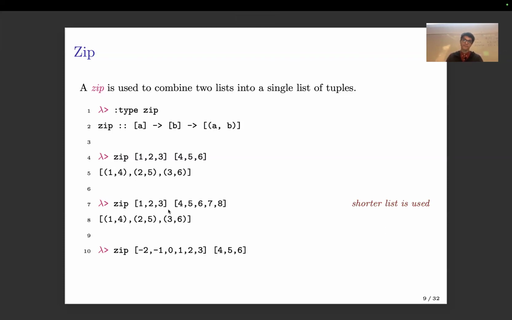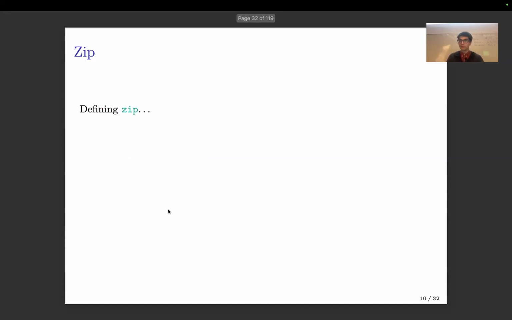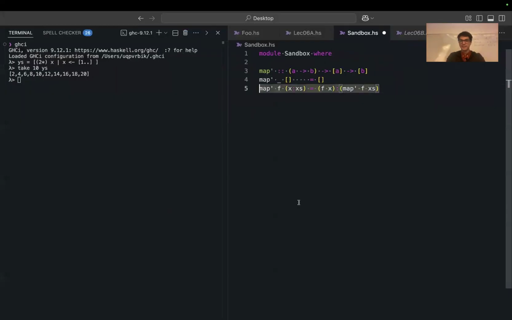How about this one? It's going to truncate to the shorter list, which is on the right. So we're going to get -2, 4, -1, 5, 0, 6. So far, nothing too complicated. Can we define zip? That should be a fun exercise.